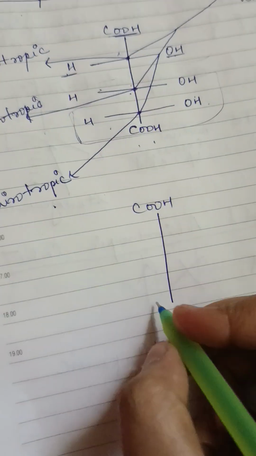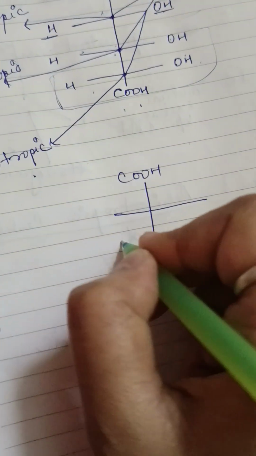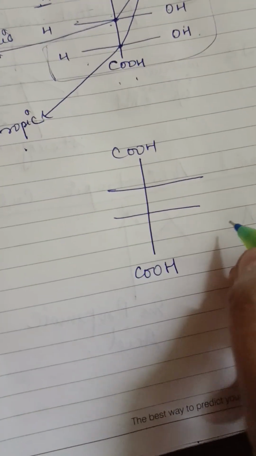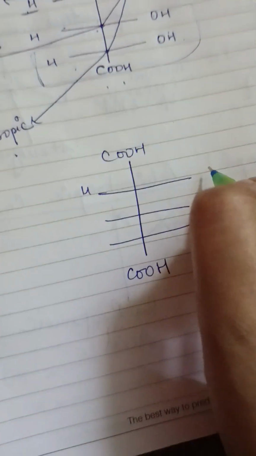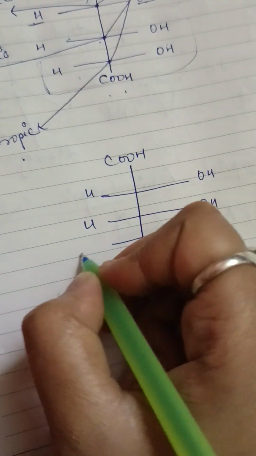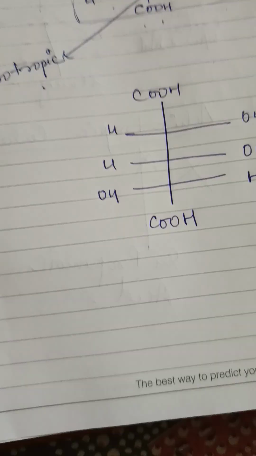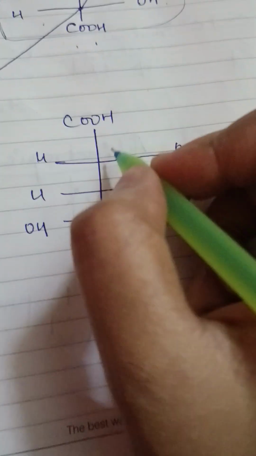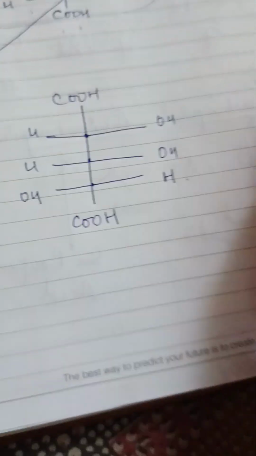COOH, COOH, H OH, H OH, OH H. Try it on your own. Pause the video. So let's see point 1, point 2, point 3.